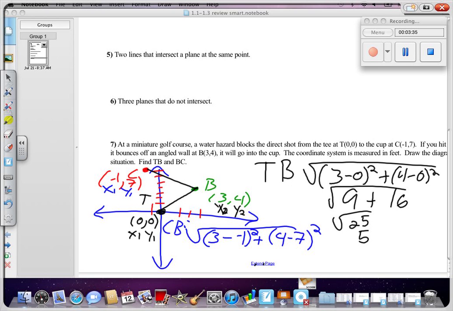So I'm going to push, if you've got one of my calculators, second x squared, it gives you the square root sign. Parenthesis, 3, I'm going to put plus 1 because I know a negative is positive. And parentheses squared plus parentheses 4 minus 7 and parentheses squared and parentheses. And I get 5. You feel okay about that?